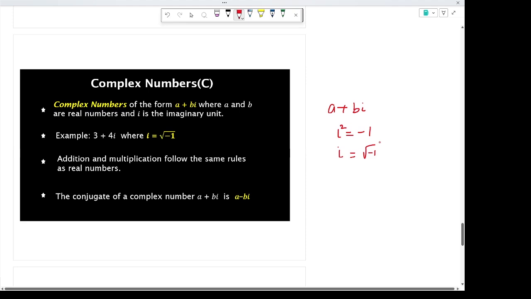Our example, as you can see, is 3 plus 4i, where i is the square root of minus 1. And the addition and multiplication follow the same rules for complex numbers. Also, another property of a complex number is that the conjugate of a complex number, A plus Bi, is A minus Bi.